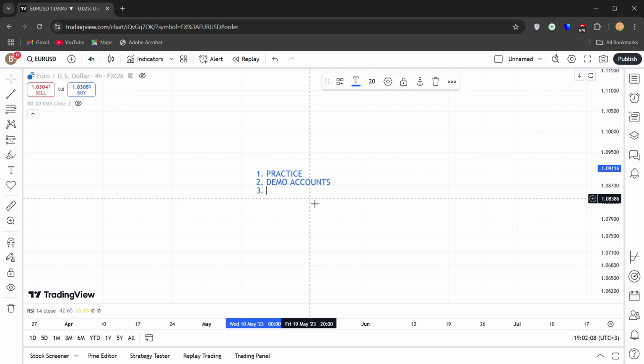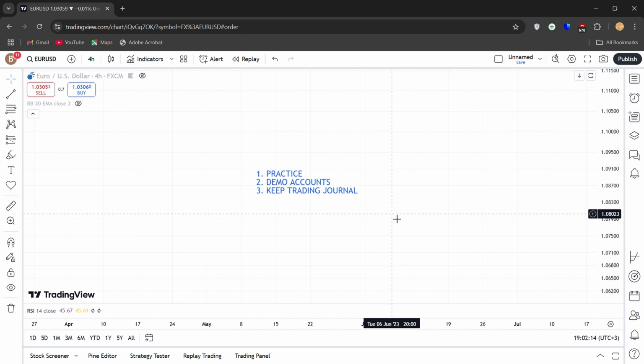And you should also keep your trading journal, because this will be for quicker reference and review of your trades and to learn from the mistakes you make. So you need to write down what has worked and what didn't work for you.